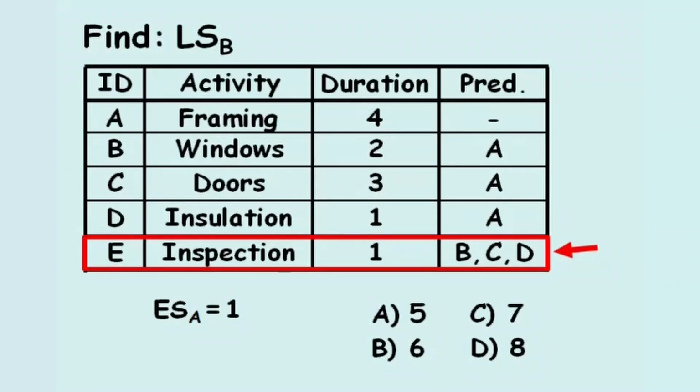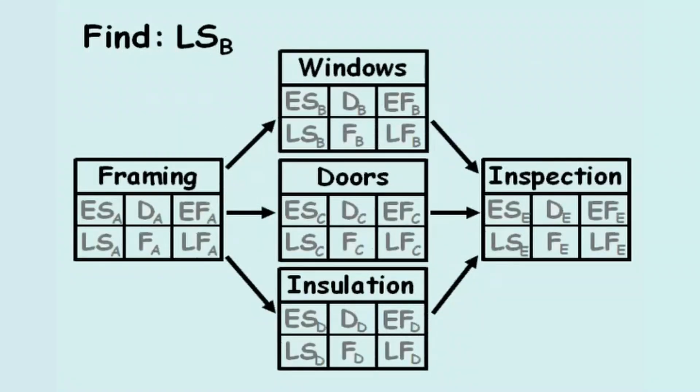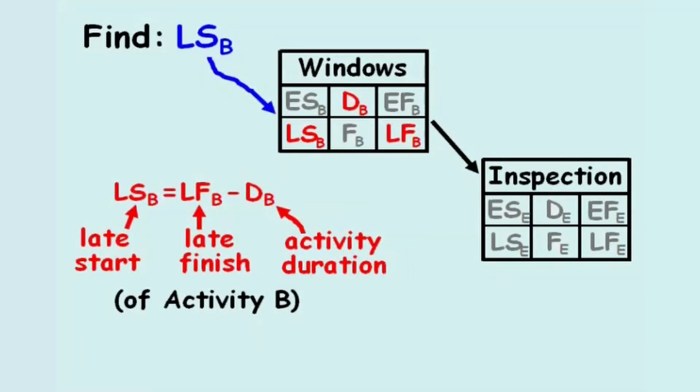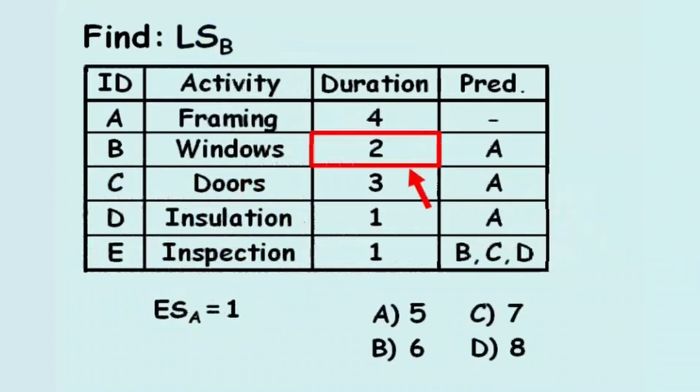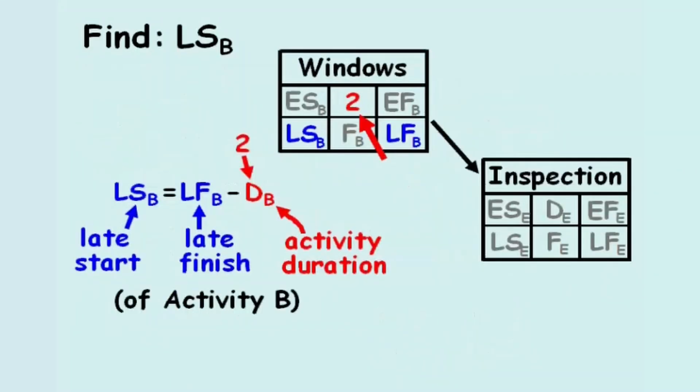We'll set up a network diagram for these 5 activities. The problem asks to find the late start of activity B, window installation. The late start of activity B equals the late finish of activity B minus the duration of activity B. The given activity table provides the duration for activity B equals 2. So we can plug in 2 for variable dB.